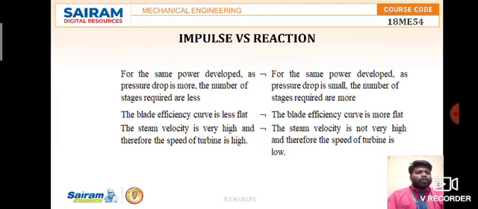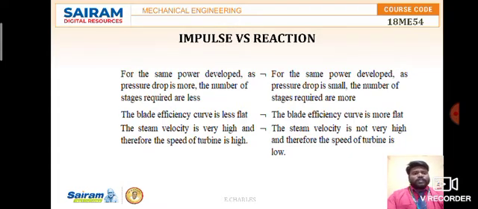That's why more number of stages will be required for this reaction turbine. Now coming to this, the blade efficiency curve is less flat. You can see in this pressure velocity diagram. So the blade efficiency curve is less flat. The blade efficiency curve is more flat. That we will see in the pressure velocity diagram.